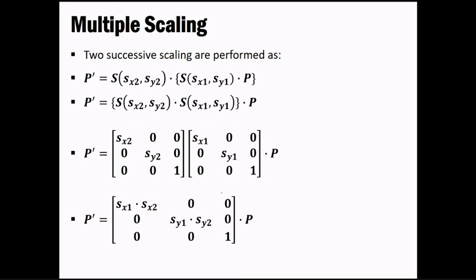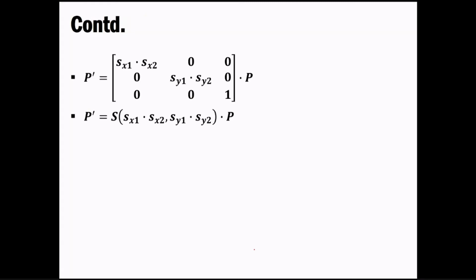Based on that, you get one generalized equation, that is sx1 into sx2, 0, 0, similarly 0, sy1 sy2, 0, 0, 0, 1, and you just have to multiply it with your pixel. The same thing goes for multiple scaling also. Whatever things are given to you, you just need to apply, and you can do it in a single go.